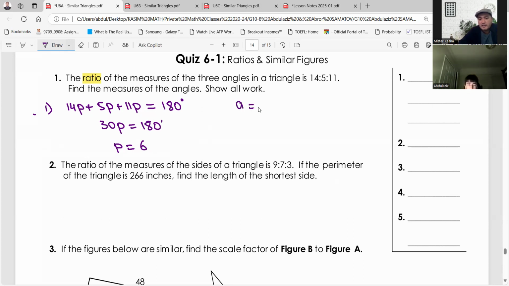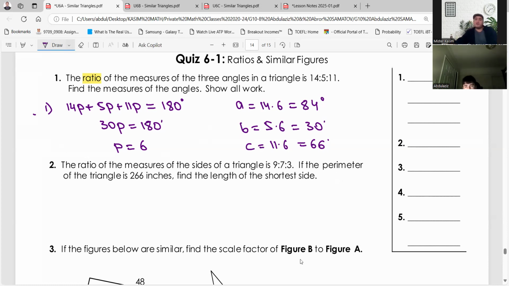Let's say angle A is 14 times 6. What is 14 times 6? 84 degrees. And how about angle B? It is 5 times 6, which is 30 degrees. And angle C is 11 times 6, that is 66 degrees. Now we can write the angles from the biggest to the smallest: the first angle is 84, second one is 30 degrees, and third one is 66 degrees.